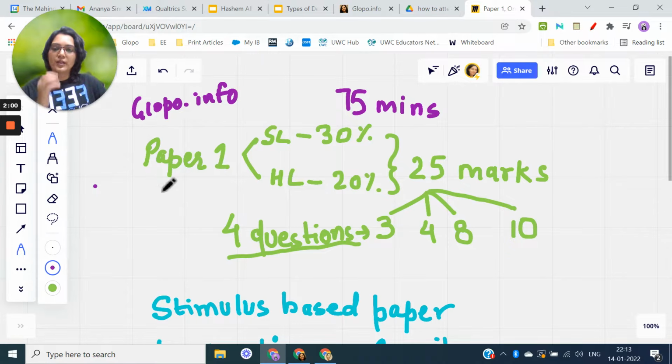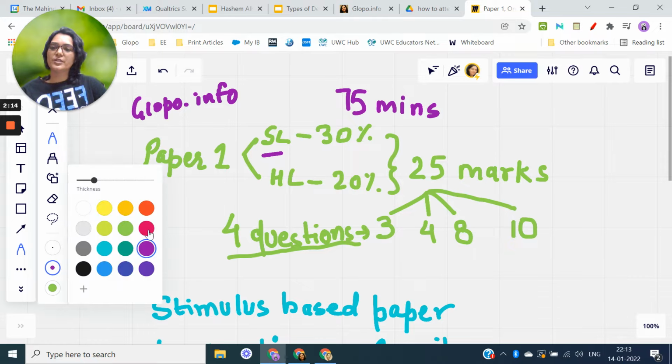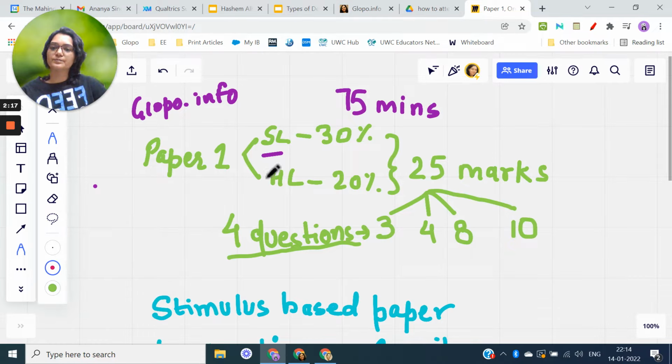Now in this paper one, I'll just tell you some of the basics regarding SL or HL. As you already know, I have covered this in one of my videos. This is for both SL and HL. Now, what would be the weightage for SL students? This would be 30%. What would be the weightage for HL students? This would be 20%. Marks would remain the same for both SL and HL. So far, so clear about the weightage and the marks?